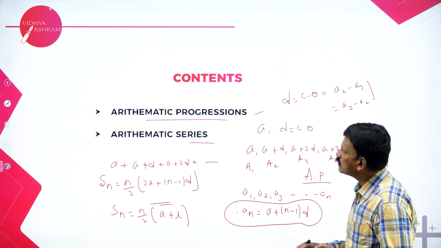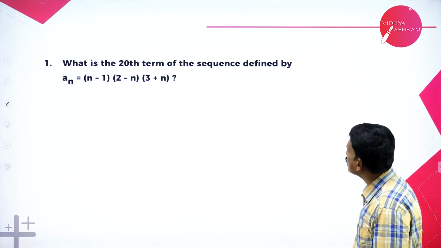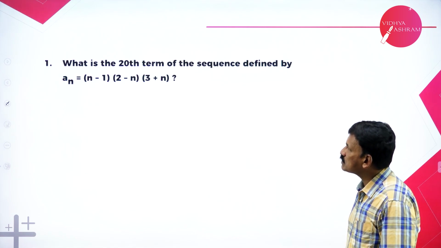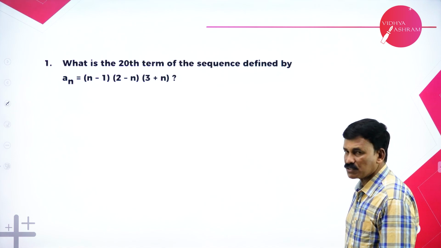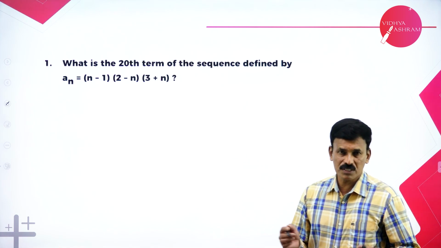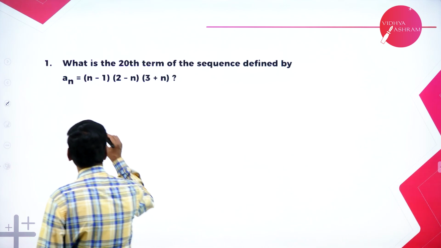Let me take one series first. What is the 20th term of the sequence defined by An is equal to n minus 1 into 2 minus n into 3 plus n? What is to be found is just the same type of problem we solved in the previous class. Now, put n is equal to 20, that's all.